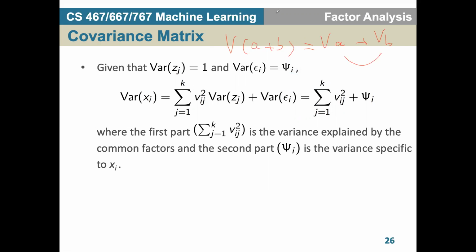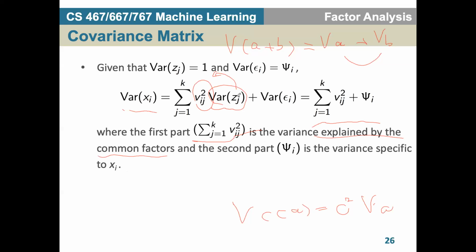Another important rule you need to know is that the variance of C times A, where C is a scalar constant, is equal to C squared times the variance of A. That's why you have to square. And we know that the factors are normalized, so their variances are 1. So we get this expression for the variance. The first part of the variance is explained by the common factors.